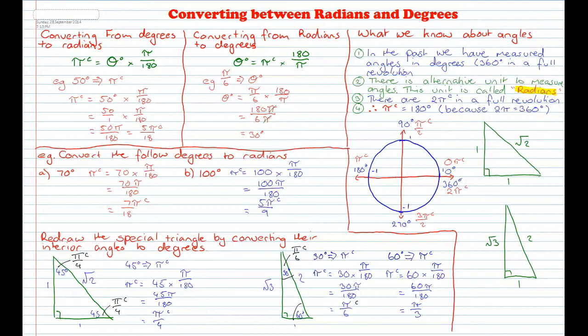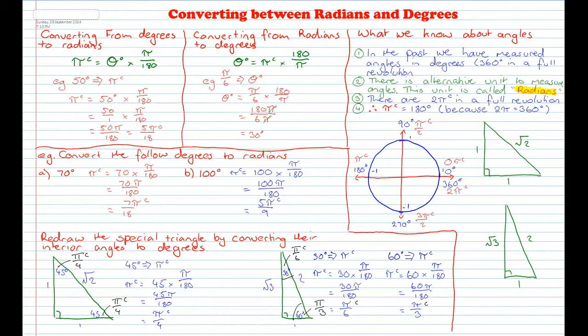And then for 60 degrees, I'm going to do 60 times pi on 180, which gives me 60 pi on 180. Of course, 60 goes into both 60 and 180, so you're going to get pi on 3 radians. So therefore, this here is pi on 3.